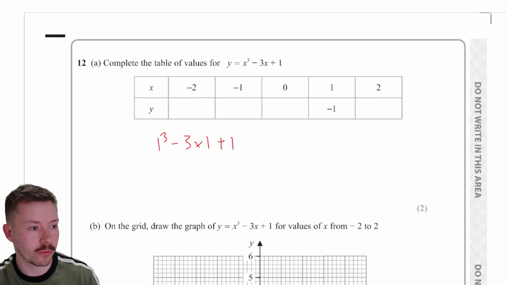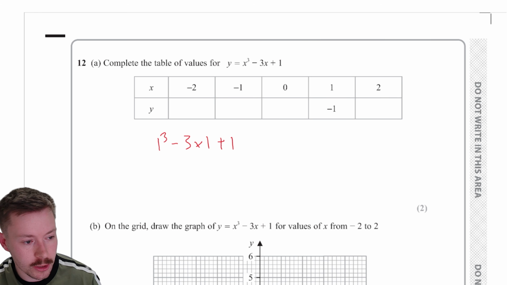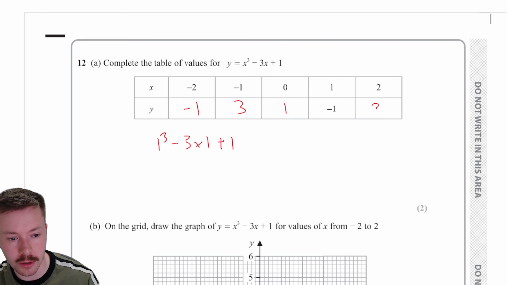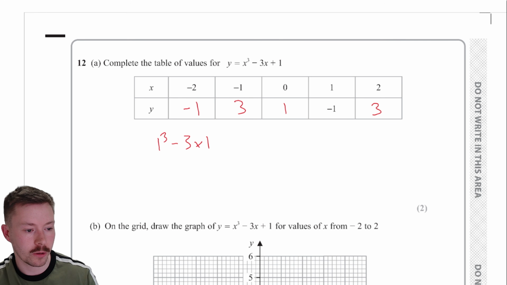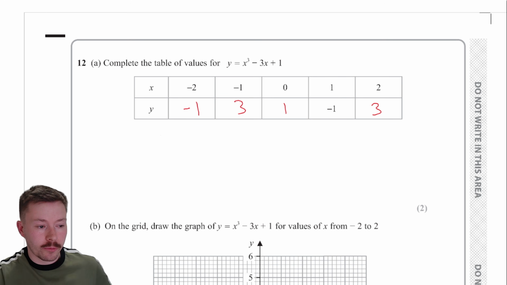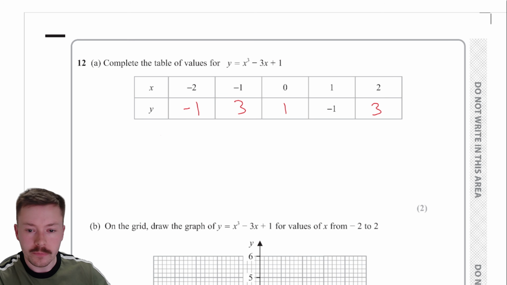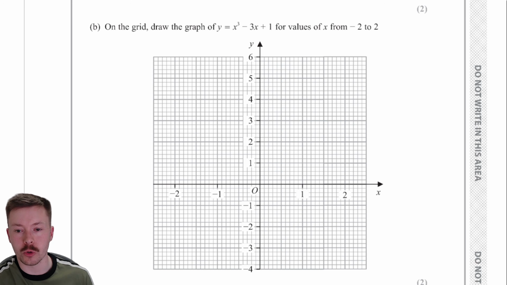Right, now let's copy them from my calculator. So minus 2 for x is minus 1 on the y. Then we've got 3. Then we've got 1. Then we've got minus 1. That's the same on my calculator. Then we've got 3. Okay. Now from there, that's the first bit done. Got 2 marks. Easy.